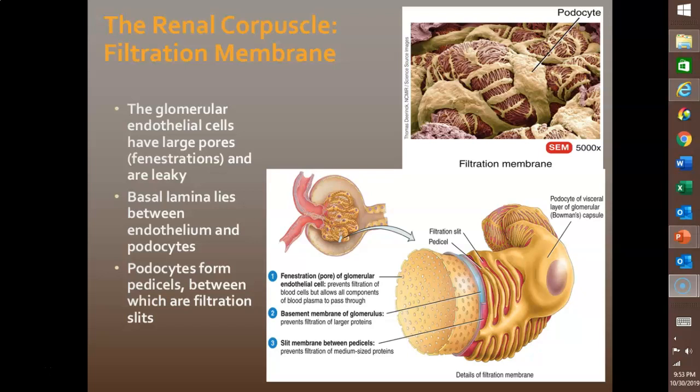So it's made up of collagen fibers, and it also has some negatively charged glycoproteins. So the pores that are found within the basement membrane allow water and small solutes to pass, but the negative charge of those glycoproteins prevents plasma proteins from filtering out, so they can't get across the basement membrane.